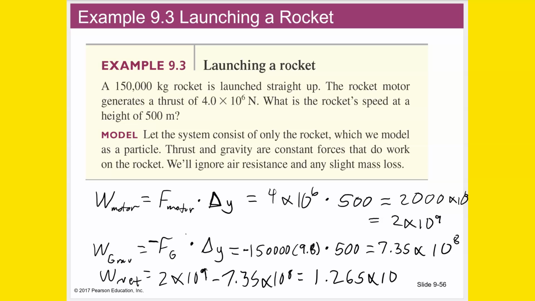I get 1.265 times 10 to the 9th. That's the net work, and so that is the total work done on that rocket. The external work is equal to the change in energy, which in this case is all a kinetic energy change, or equals the change in kinetic energy.